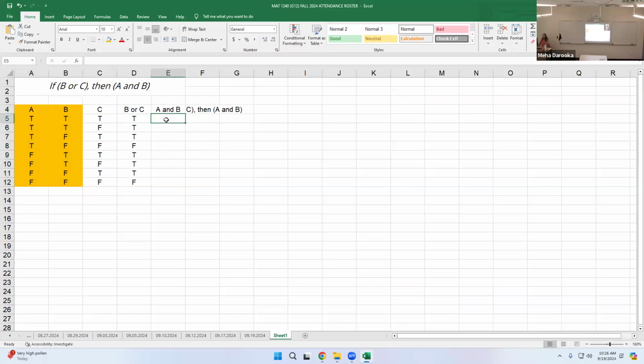Orange. So A and B, you can see both of them are true. So this one will be true. Both of them are true. So again, the and is going to be true. And then let's see. There's one false, false, false, false, false, false, right?